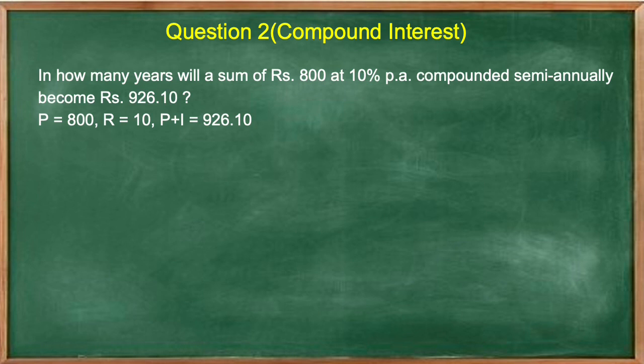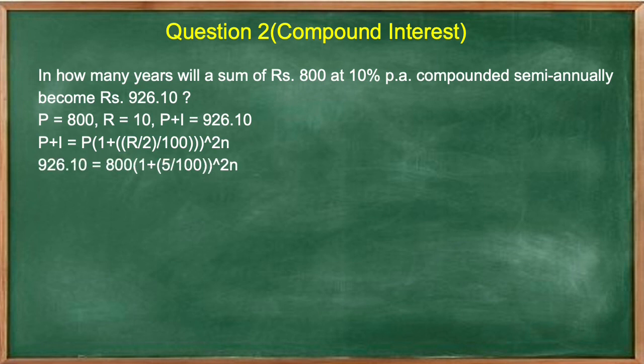We know the formula for compound interest. We can substitute all the above values into this formula now, and we get this value. With this we can calculate the value of n, which is equal to 1.5. So our answer is 1.5 years.